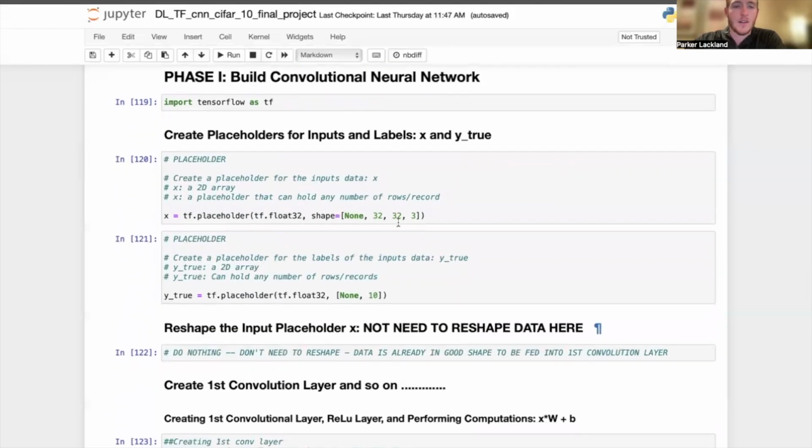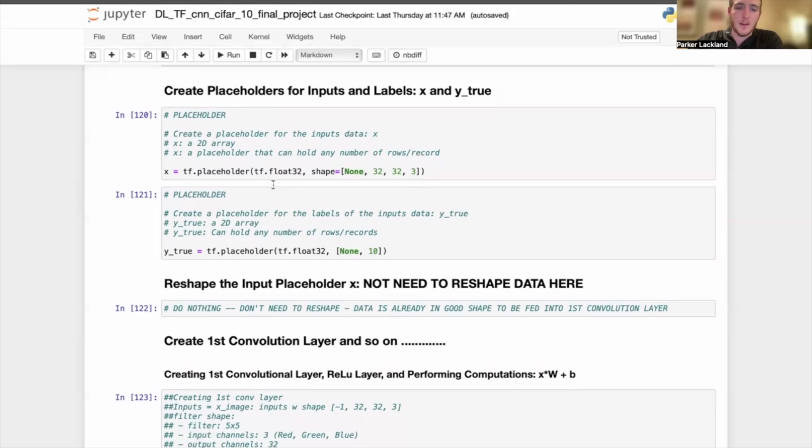Then we move on to actually building the architecture of our initial neural network. TensorFlow is used explicitly. There is no Keras used as a byproduct of TensorFlow. It is just TensorFlow code used directly in the project. Placeholders were created with a float data type. Here you see the dimensions of the input, which is 32 by 32 by 3.